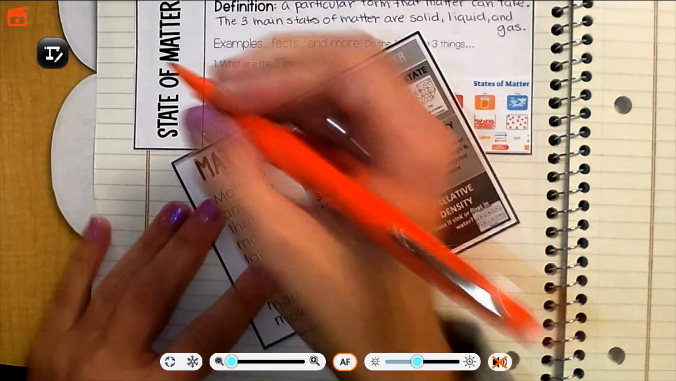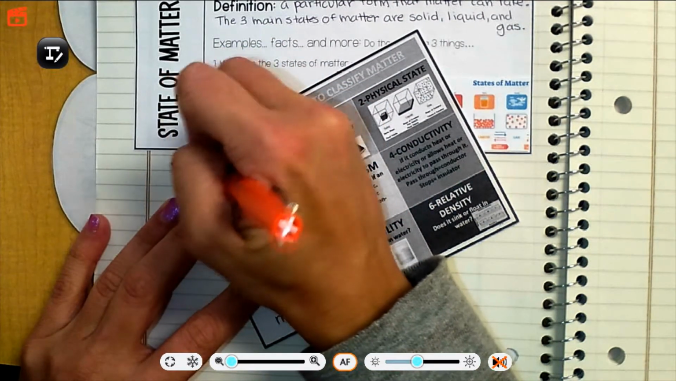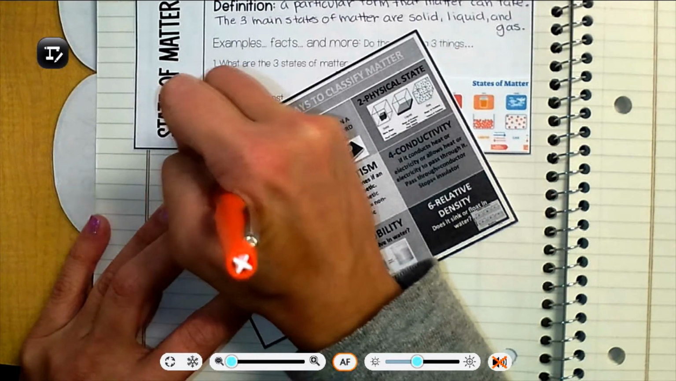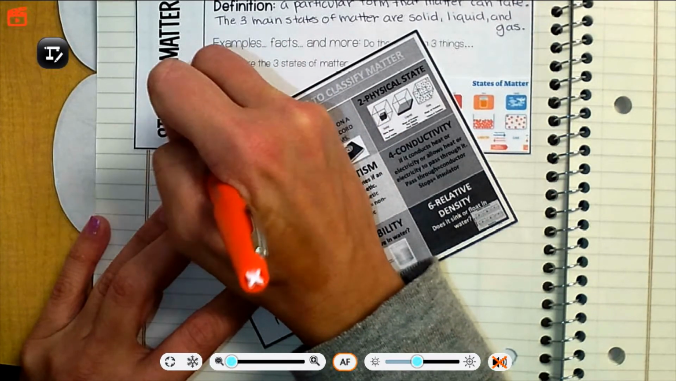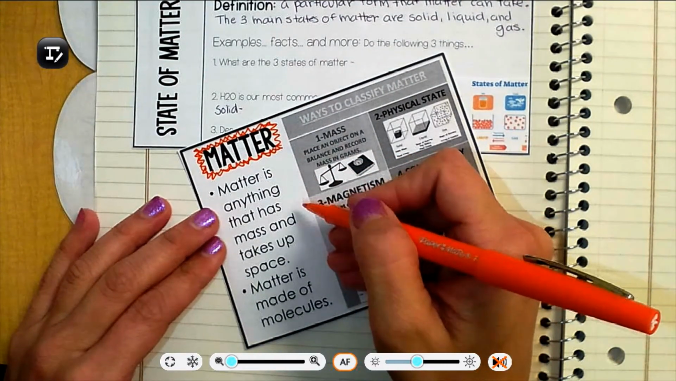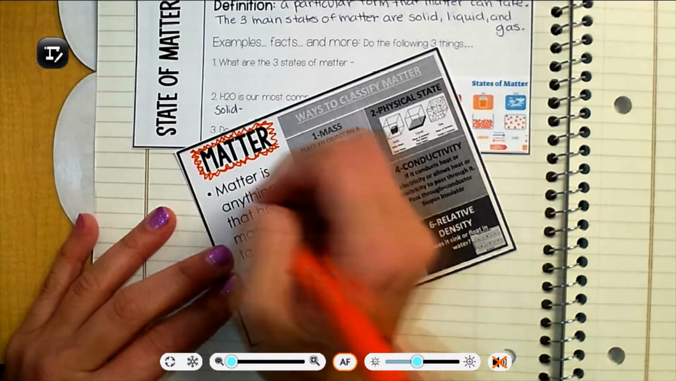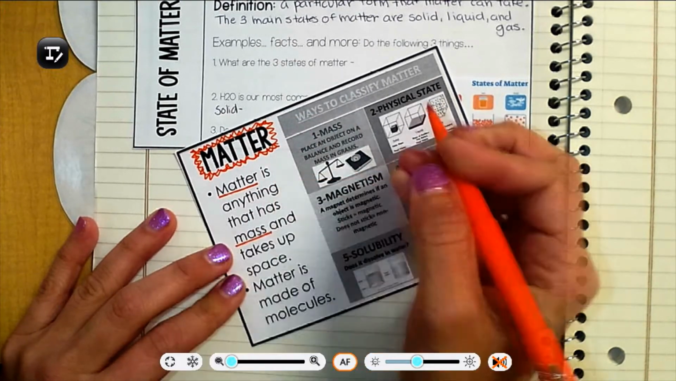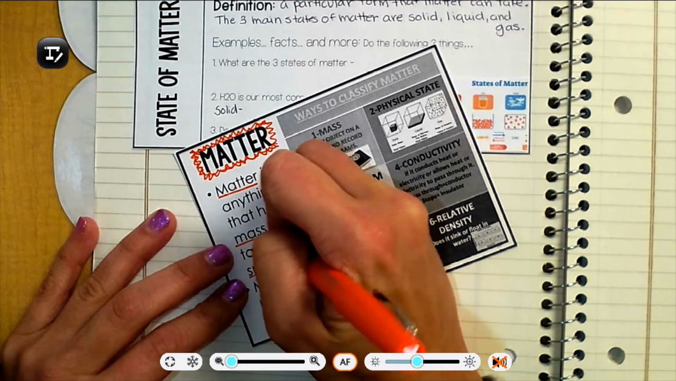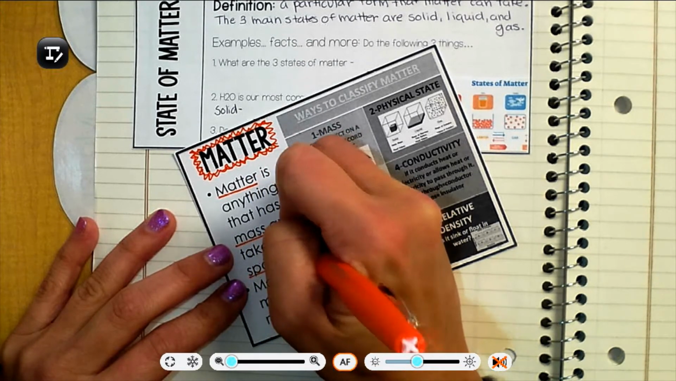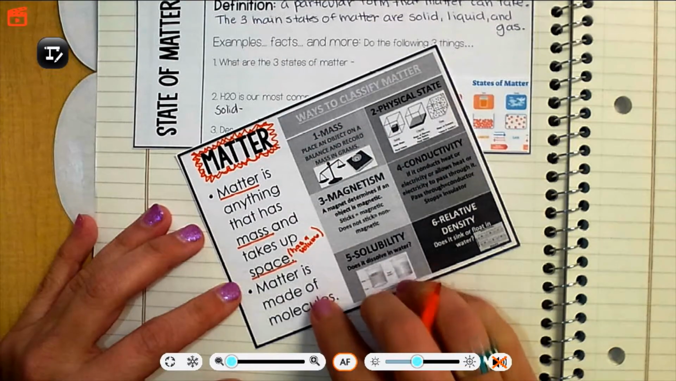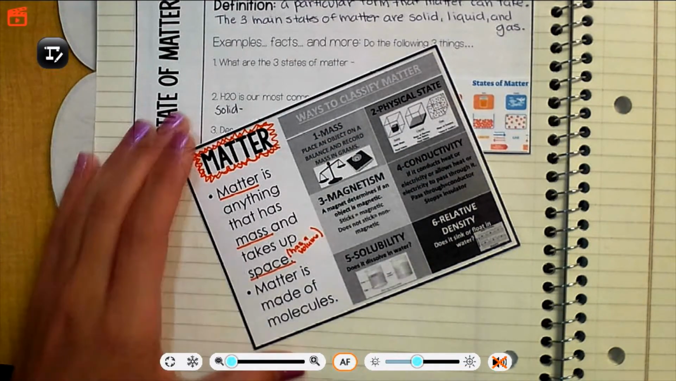Okay, so matter, you can use a highlighter to just highlight the word, you can underline it, you can make it all crazy like I did. Matter, as we know, is anything that has mass and takes up space. We could say that it has a volume. Sometimes we can measure it, sometimes it's not that easy. Matter is made of molecules. We were just finishing studying that.